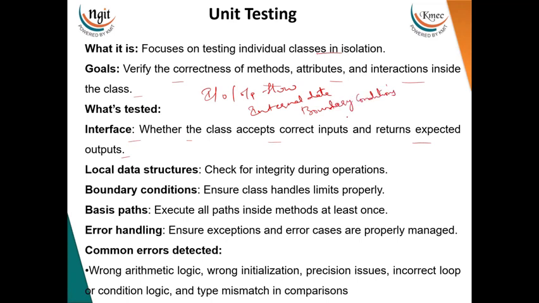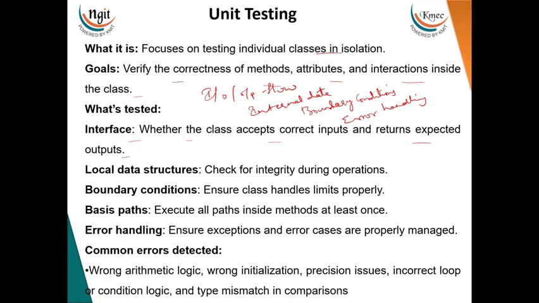Okay, and helps for error handling. So these are all the things that this particular unit testing checks. So what are the common errors that we found here? These things: wrong arithmetic logic, wrong initialization, precision issues, incorrect loop or conditional logic, and type mismatch in comparisons. Okay, these are the things that we find as common errors here.